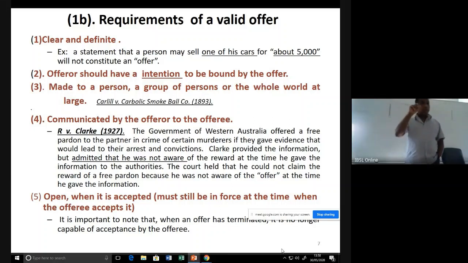Offer is a legal term for an acceptable promise. So if it is not communicated to the relevant person, that is the offeree, then there is no valid offer. The case I have given here is R versus Clark. What happened in this matter? The Western Australian government offered a free pardon to a partner in a crime.